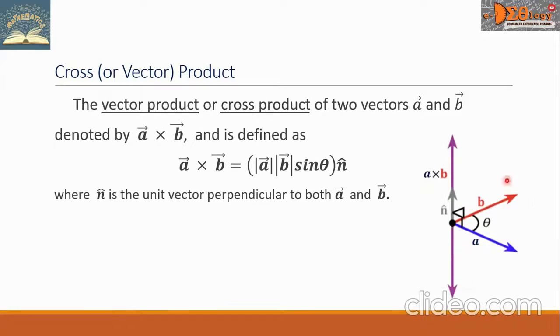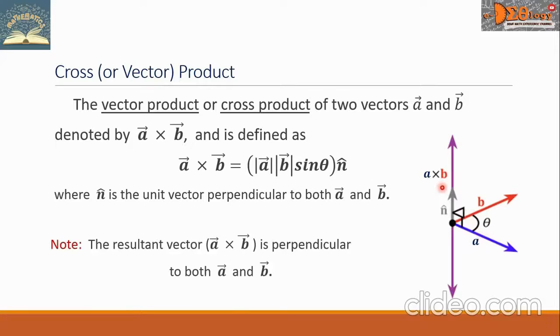This illustration will help us understand our cross product. This is the vector A and this is the vector B. This is the theta, the angle between the two vectors. Now, this A times B, this is what we call the resultant vector. And we say that the resultant vector, that is vector A times vector B, is perpendicular to both vector A and vector B.